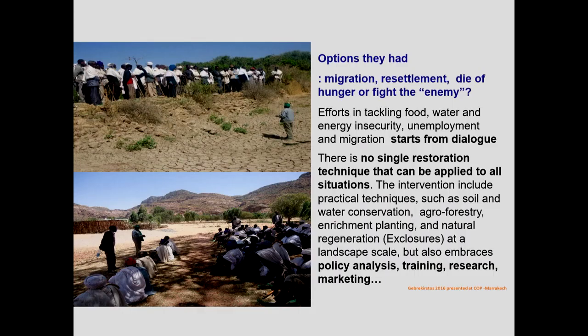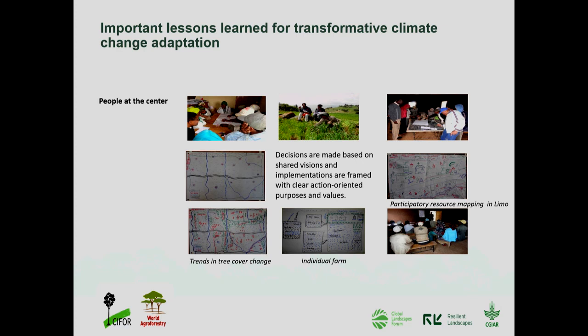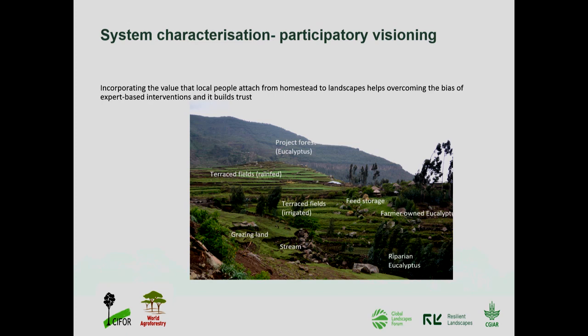This is the land that we are trying to restore. You see it's dry and all that. We start from the social aspect. As I say, people should be at the center. We discuss with them, otherwise it will not be acceptable. We discuss where to plant what, with mapping, system characterization, and participatory visioning of their landscape. It's not just planting trees, but knowing what to plant where.